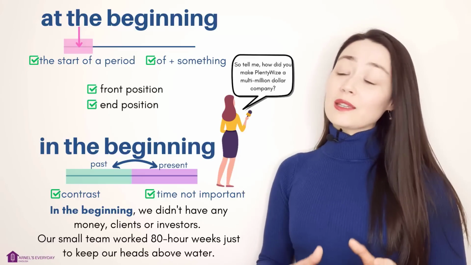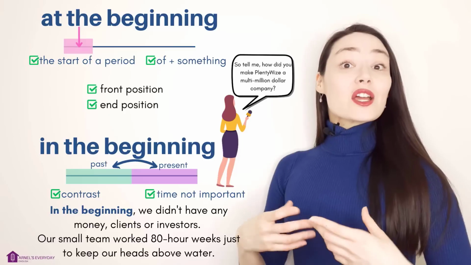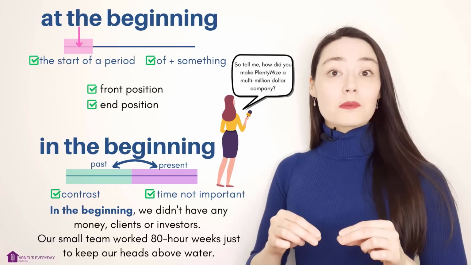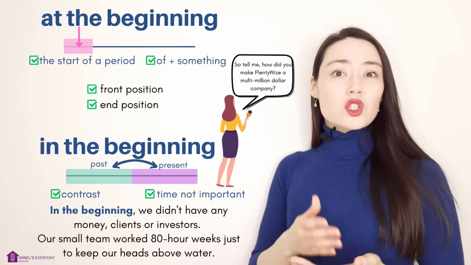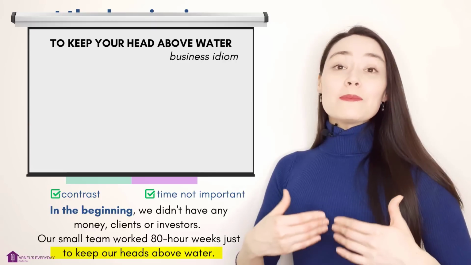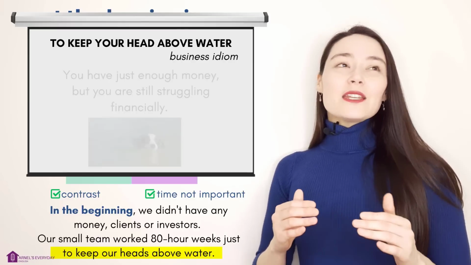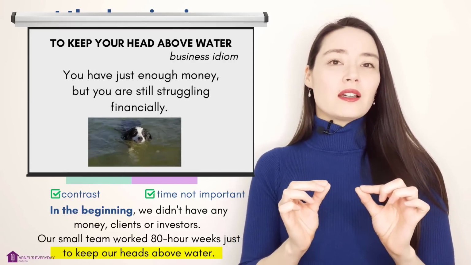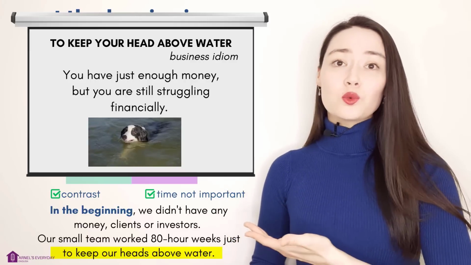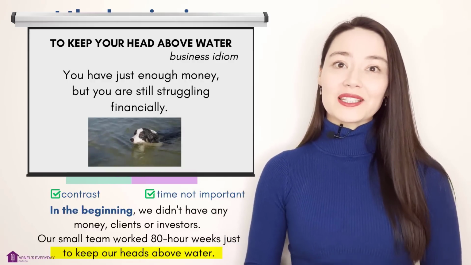Our small team worked 80-hour weeks just to keep our heads above water. There is a contrast between the multi-million-dollar company now and the company years ago. Do we know specifically when? No. And to keep your head above water is a great business idiom. It means you have just enough money, but you're still struggling financially. Kind of like this dog swimming. Your head is above water, but you're still having difficulties.